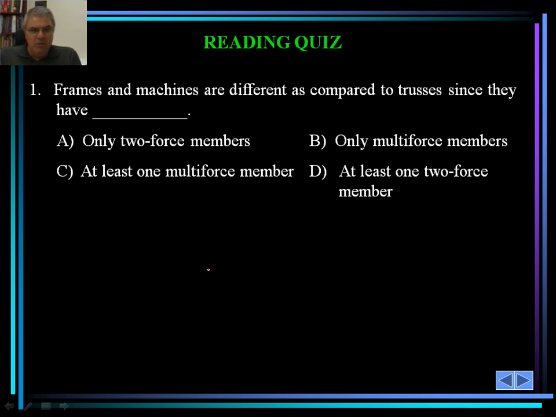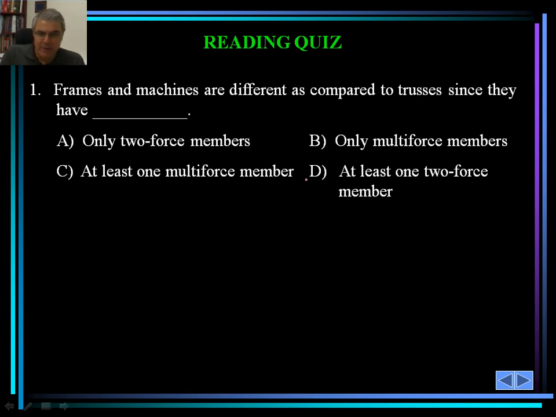Let's take a look at a reading quiz. What are the differences between frames and machines and trusses? So the question is, frames and machines are different as compared to trusses since they have blank: only two-force members, only multi-force members, at least one multi-force member, or at least one two-force member.